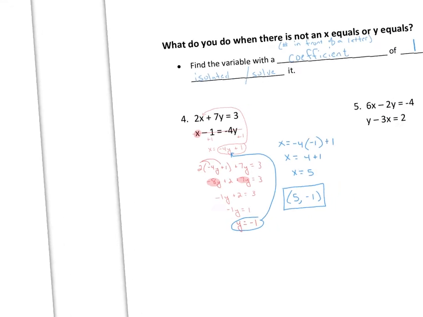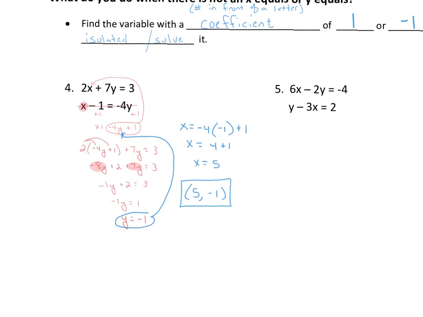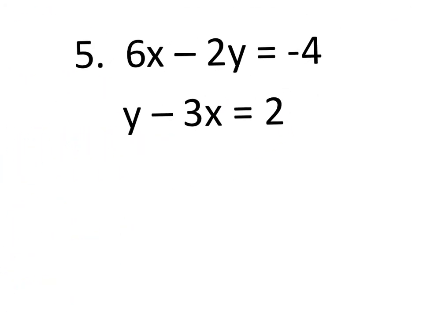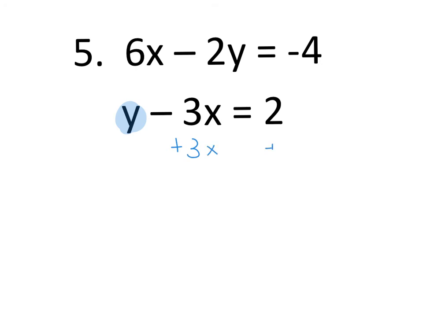All right, so now let's try it again. Now if I'm looking at this guy, again, I'm looking for a coefficient with a 1 in front. So this x has a 6, that's no good. This y has a -2, that's no good. This y has a 1. Oh, okay, that's the guy I want right there. So I'm going to go ahead and isolate that y by adding the 3x over to the other side. So I get y equals 3x plus 2.